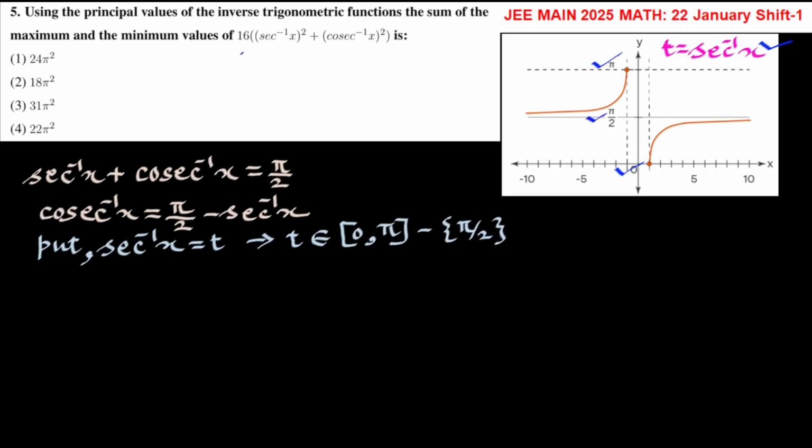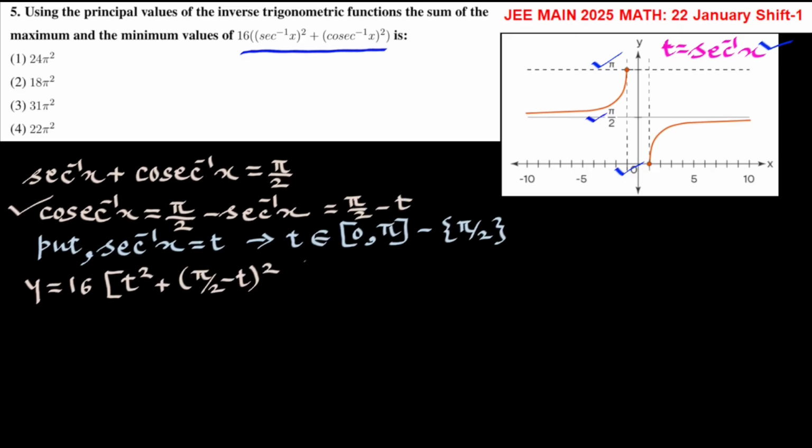So now we write this given expression as y equals 16 into t square plus (pi by 2 minus t) whole square. Now we have to find the range of y in this given interval. For that we have to find y at the boundary values 0 and pi. We also have to check it for a value of t where the derivative of y is 0, that is when dy by dt is 0.